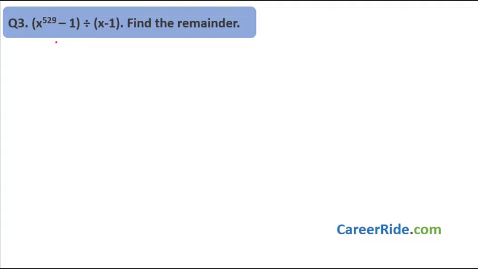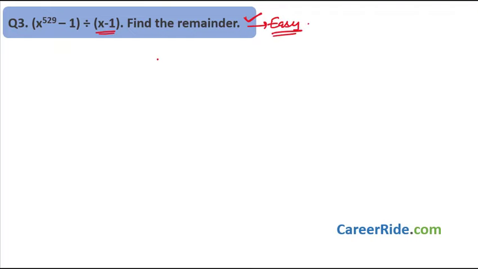Okay, so now let us move on to question number 3, and it is x to the power 529 minus 1 divided by x minus 1. Find the remainder. Now see, a lot of you may have found this question to be very difficult and scary if you were not aware of the trick that we just learned. But with the help of our trick, you know that this question is very easy and you don't even need to solve this kind of a question.